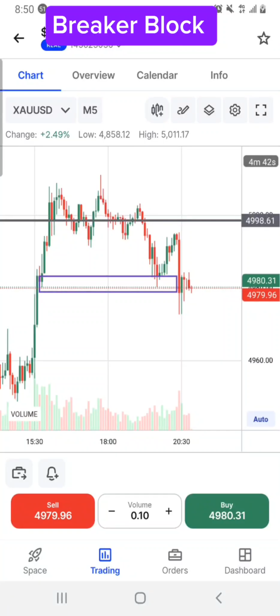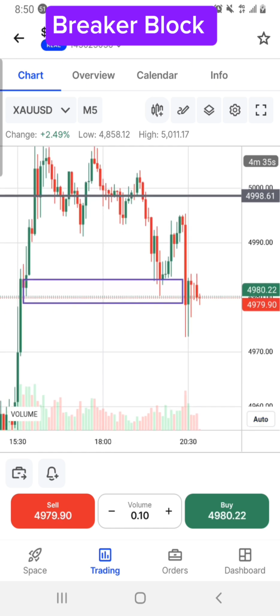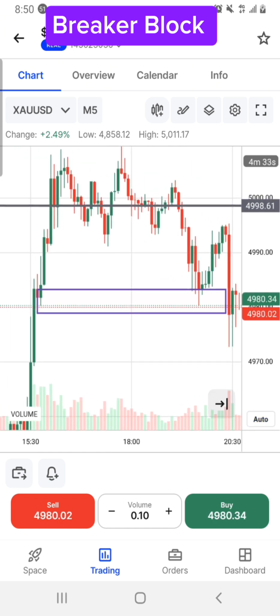About a breaker block, I actually wanted to use a picture to explain this, but for the benefit of this knowledge and simplicity's sake, it's wise I use video to explain this. A breaker block is actually a former order block. So, what is an order block? An order block is a place where an impulsive move took place.